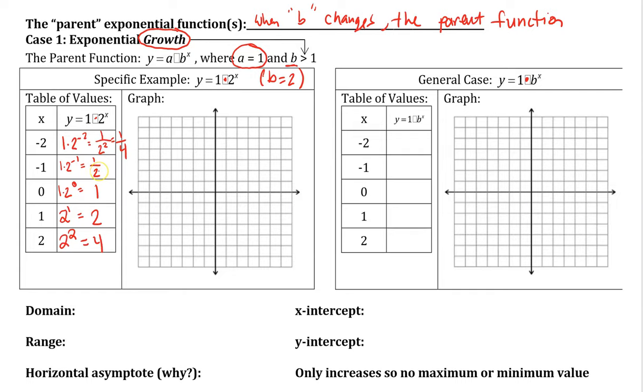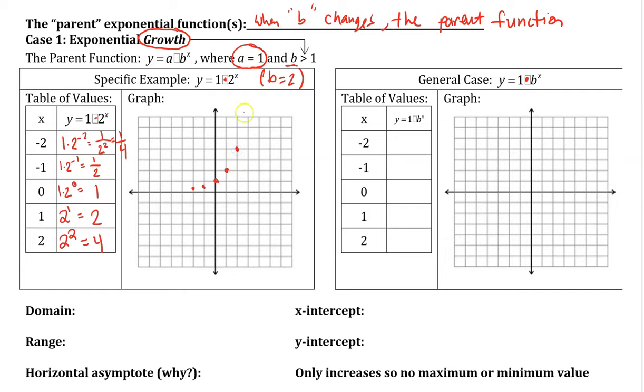They don't actually turn negative, because when you raise a number to a negative power, it does not turn into a negative. It just takes the reciprocal instead. So let's plot these values out. Negative 2, 1 fourth would be like right here. Negative 1, 1 half would be sort of right there. 0, 1 would be here, 1, 2 would be here, and 2, 4 would be right there.